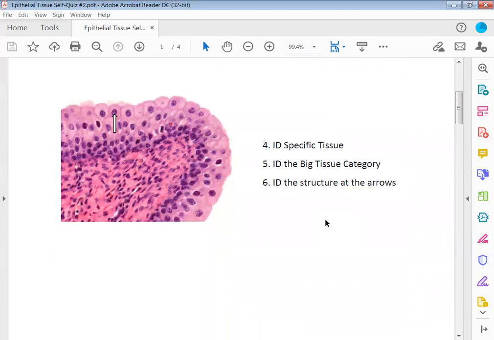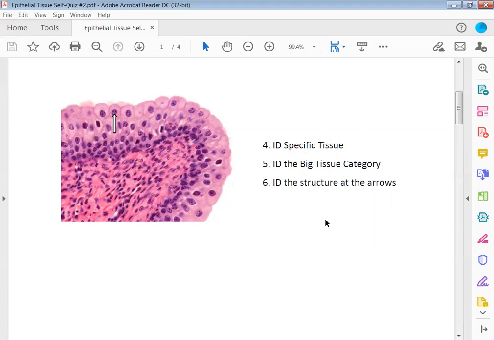Going down to the picture here, number 4 through 6. Number 4, identify this specific tissue. The specific tissue is transitional epithelium. Number 5, identify the big tissue category. The big tissue category here is epithelium or epithelial.